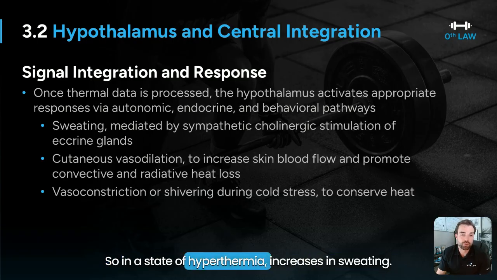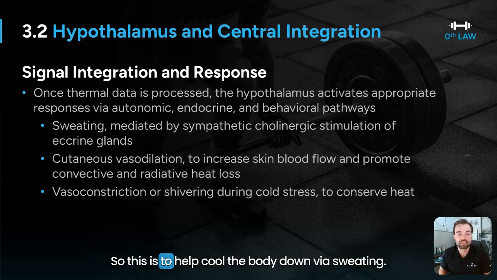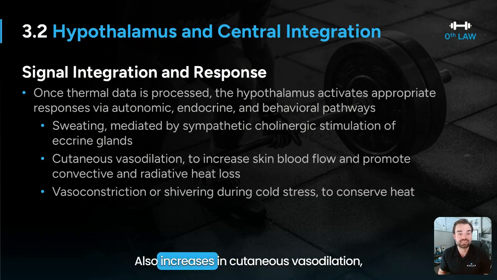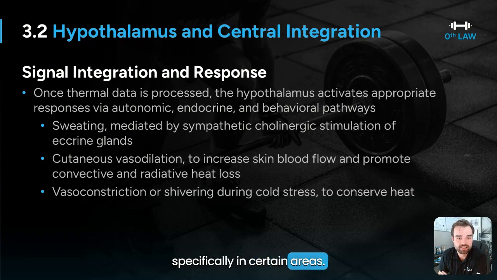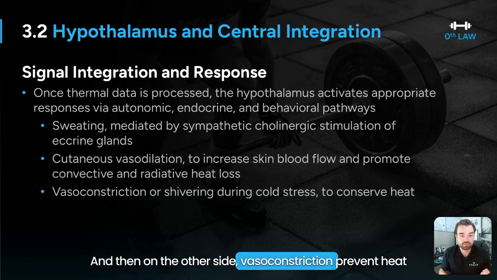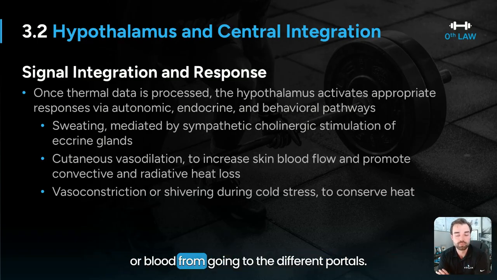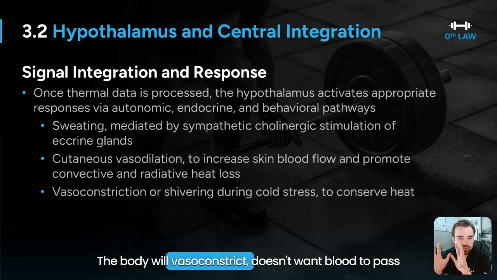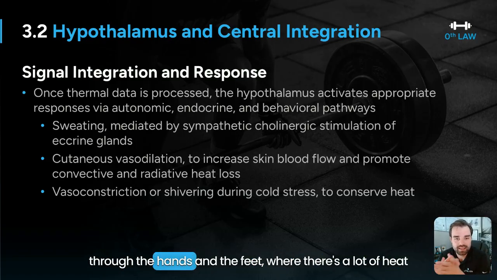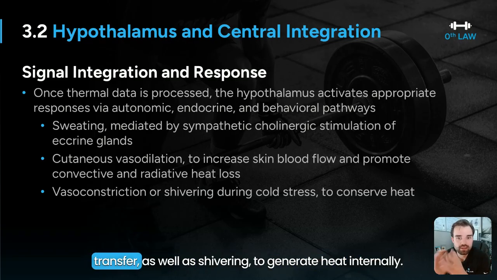So in a state of hyperthermia, increases in sweating. So this is to help cool the body down via sweating. Also increases in cutaneous vasodilation, sending more blood flow to the vasculature of the skin, specifically in certain areas. And then on the other side, vasoconstriction, prevent heat or blood from going to the different portals. This is why you'll see frostbite in your fingers and toes. The body will vasoconstrict, doesn't want blood to pass through the hands and the feet where there's a lot of heat transfer, as well as shivering to generate heat internally.